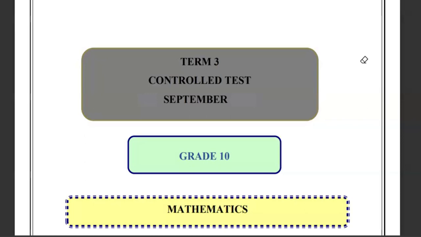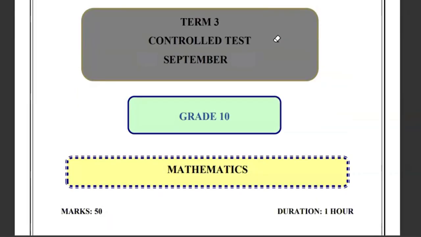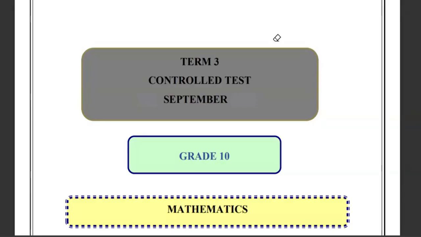Yet another episode where we shall be looking at the revision test of mathematics term 3. Now, in this paper, what we should expect or anticipate is that we should have something to do with probability, because that's a term 3 topic. And then we must have something to do with statistics. And then lastly, we must have some bit of finance.